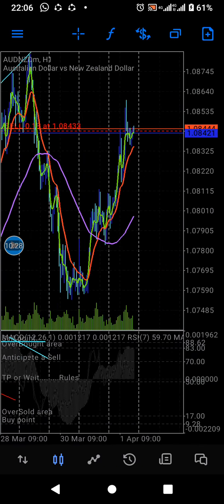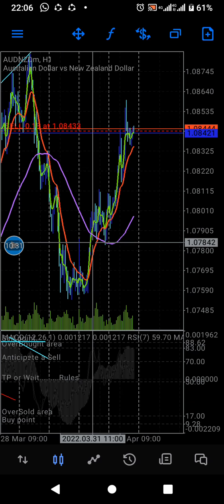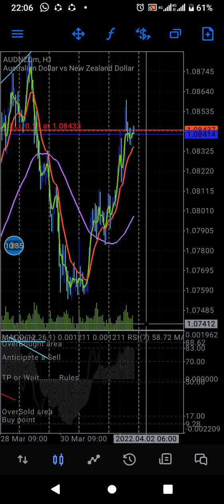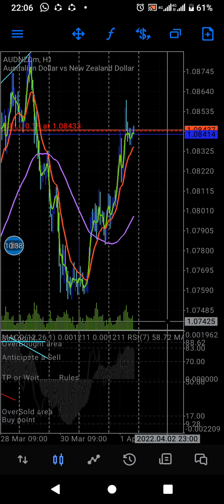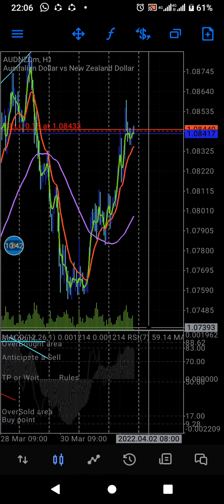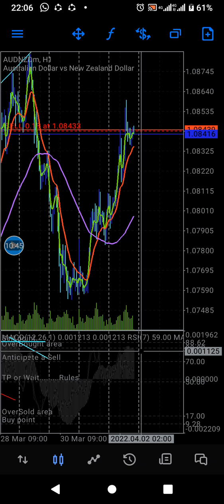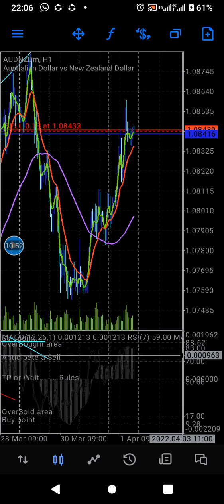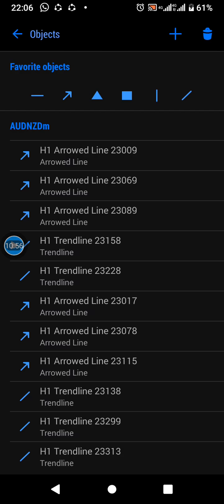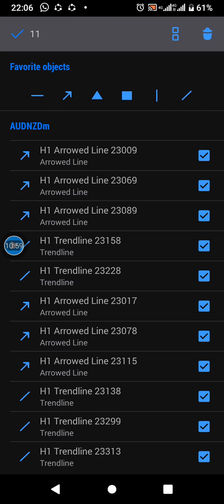There's our RSI at the bottom. The percentage, it says 58.72. Can you see there? 59. It has already told you that we are at the sell zone. Now, removing all these lines that I've put here, I need you to notice something.